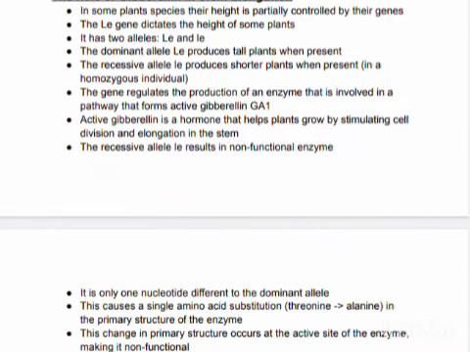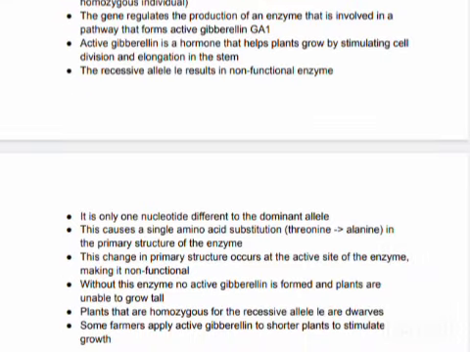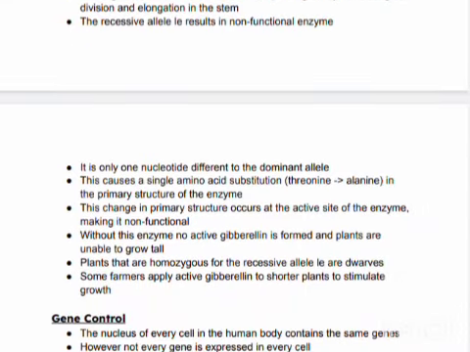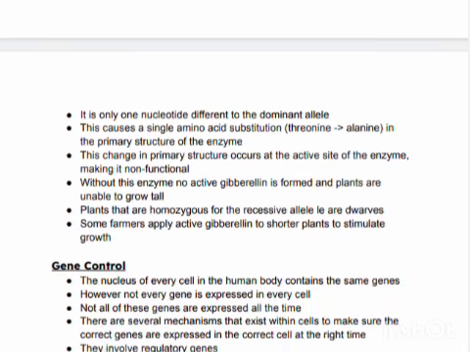Now, moving on to the next pointer, the role of gibberellin in stem elongation. In some plant species, their height is partially controlled by their genes. The LE gene dictates the height of some plants. It has two alleles. So we have the dominant allele, which is going to give you tall plants, and we also have the recessive allele, which is going to give you shorter plants.